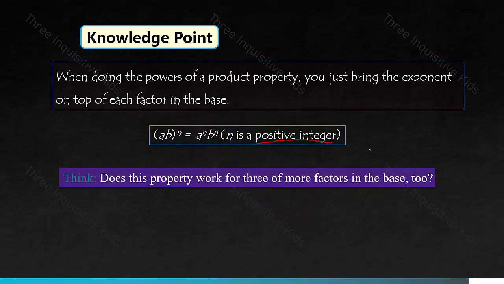Does this property work for 3 or more factors in the base too? So if it's abc to the nth power, it's still the same thing. You pull the n on top of each factor: a to the nth power times b to the nth power times c to the nth power.